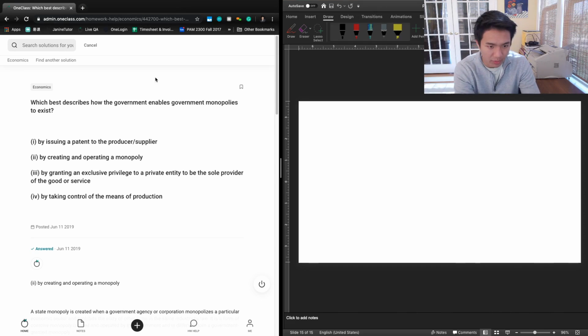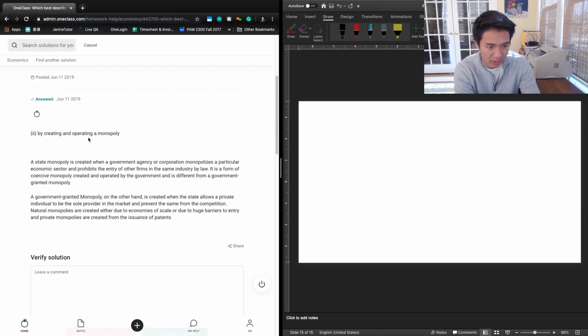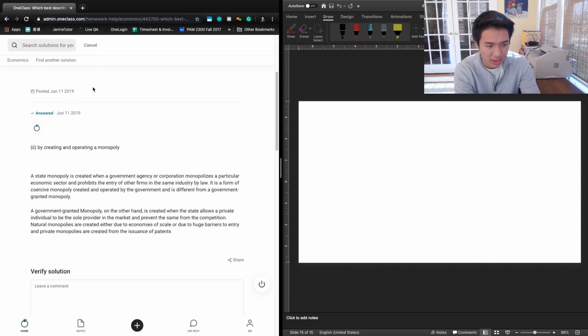So let's take a look at the previous tutor's answers. The previous tutor said two as well, by creating and operating a monopoly. And they say that a state monopoly is created when a government agency or corporation monopolizes a particular economic sector and prohibits entry of other firms in the same industry by law. It is a form of coercive monopoly created and operated by the government and is different from a government-granted monopoly.